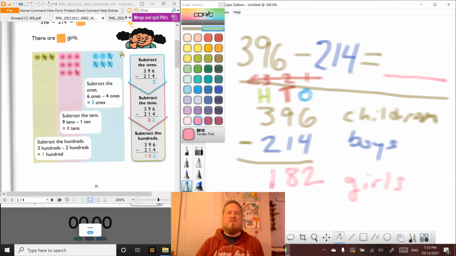So 182, 182. That's the way to do it with the place markers. The way to do it by writing it down is you line them up over each other. The 1 column over the 1 column, the 10 column over the 10 column, and the 100 column over the 100 column, and so on. If you had to, thousands, 10,000s, 100,000s.